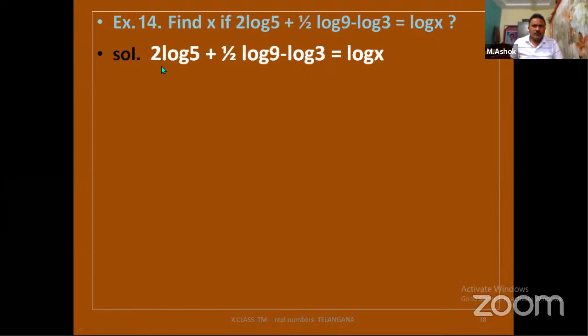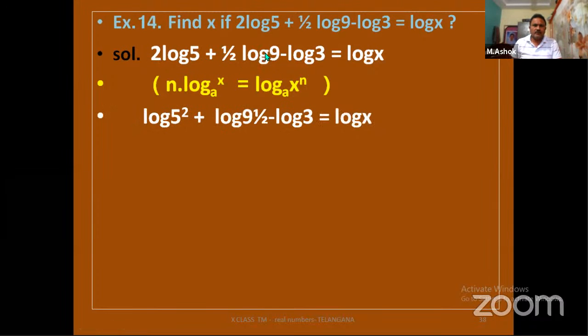So he has given 2 into log 5 plus 1 by 2 into log 9 minus log 3 is equal to log x. Remember one thing, we have only 3 formulas. Based on them, you have to apply and find the value of x. First of all, n into log x base a is the reverse of the power rule. N into log x base a, we write as log x to the power of n. Based on that, the 2 goes to the power of 5 and 1 by 2 goes to the power of 9. So it becomes log 5 square, log 9 to the power of 1 by 2, and minus log 3. Keep log x the same as it is.